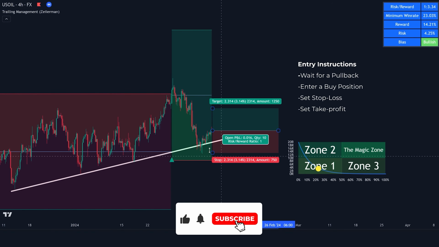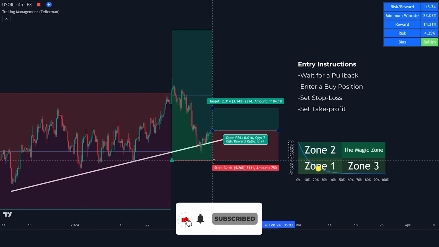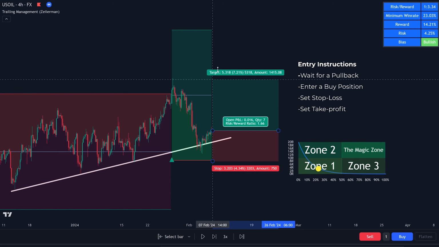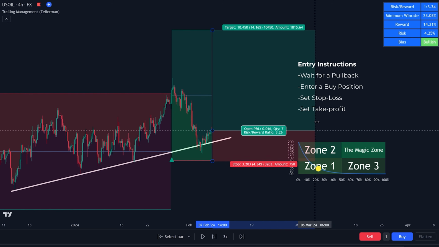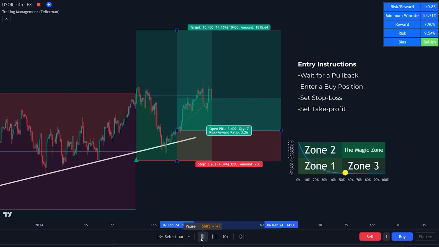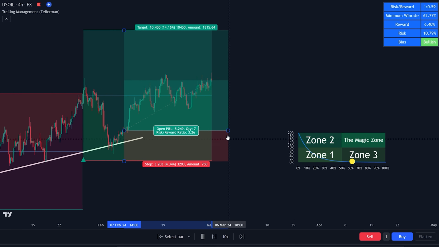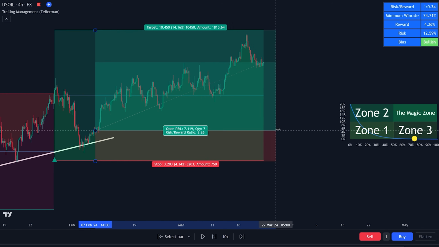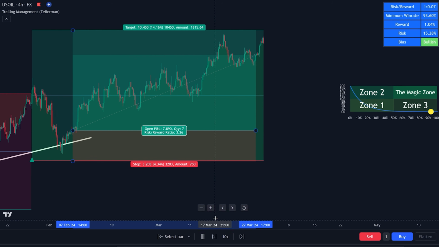3. Set stop loss. Place the stop loss at the level indicated by the trailing management's red stop loss line. This will help protect the trade against any sudden downturns. 4. Set take profit. Aim for a take profit target set at the trailing management's green take profit line, optimizing for a 1 to 3.26 risk to reward ratio. This approach ensures that we maximize potential returns while keeping risks tightly controlled, leveraging the trend's strength for a favorable entry point.